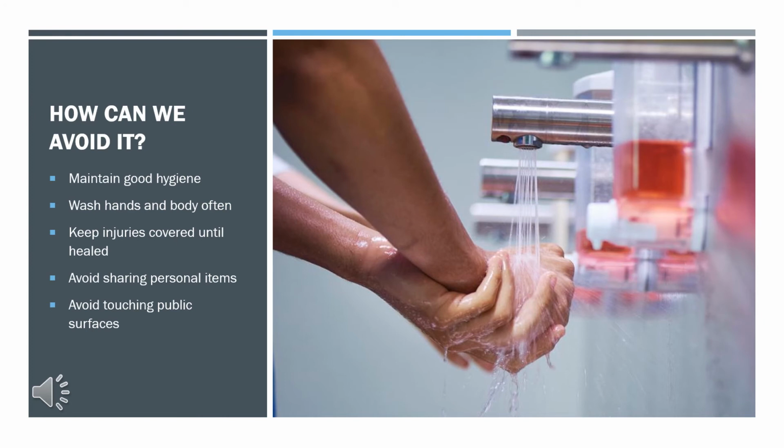How can we avoid or prevent MRSA infection? There are many steps you can take to make sure you can prevent MRSA infection. The best one is to maintain good hygiene. This includes washing your hands and body often, especially after working out. Another great way is to make sure that your scrapes and cuts are always kept covered until healed. This is to prevent any MRSA from invading your bloodstream or deep layers of your skin. You want to avoid sharing personal items such as towels, razors, and unwashed clothes, as these are areas where MRSA can live and easily spread to you as well.